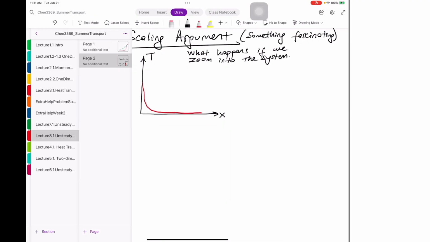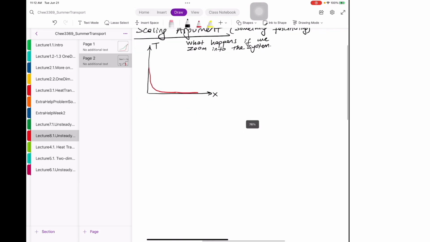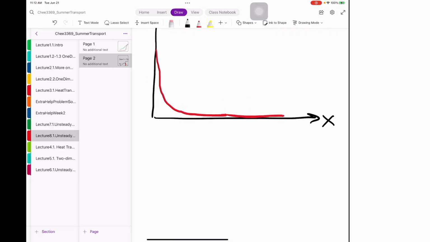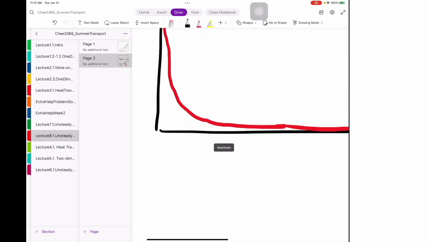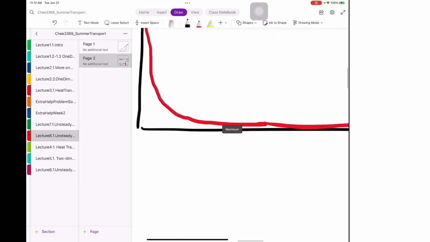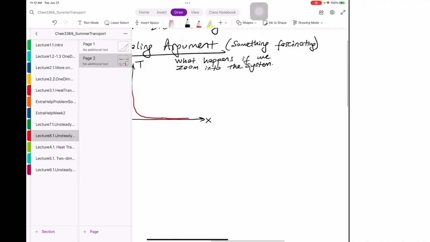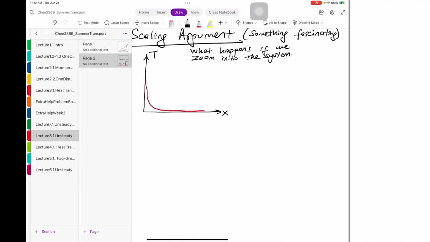Please pay attention here. This is something phenomenal. This is something great. And I recommend you pay utmost attention here. Now, what do I mean when I say zoom into the system? When I use my iPad, I can just zoom in pretty easily, right? And I can see the details much easier. But mathematically, what does it correspond to? It corresponds to changing the units. Imagine that you have the units of meters.